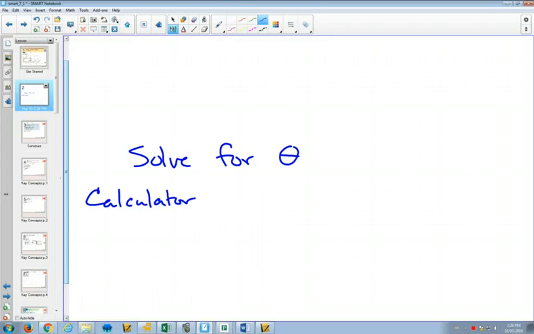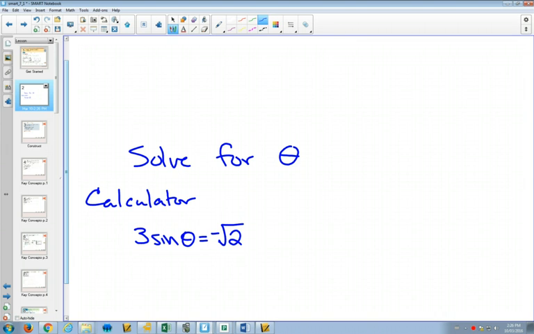And you would get a question like 3 sine theta equals, let's make it negative root 2. So how do we go about solving this?